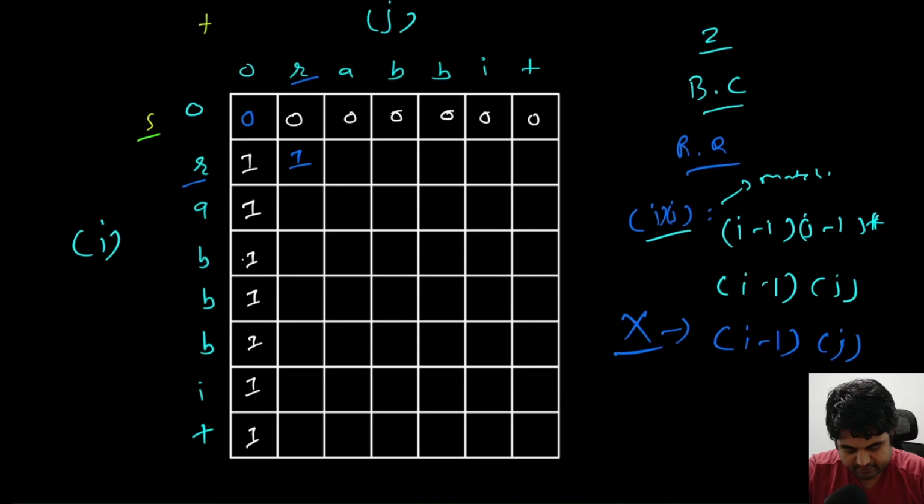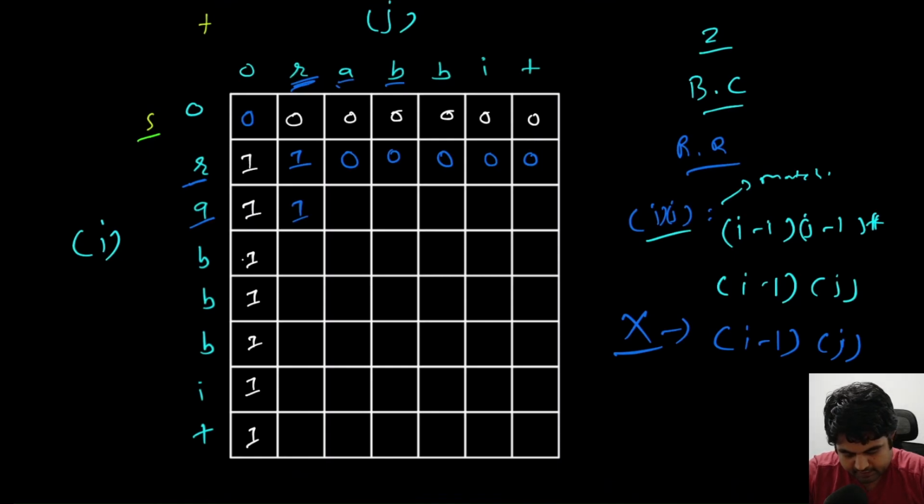In the same way, R and A do not match. Because they do not match, we are going to carry forward the value from the top, so this would become 0. Same way, R and B do not match, so this would become 0. R and B do not match, and so on and so forth. So all of these are going to be 0. Okay, now A and R, once again they do not match, so we will take the value from the top.